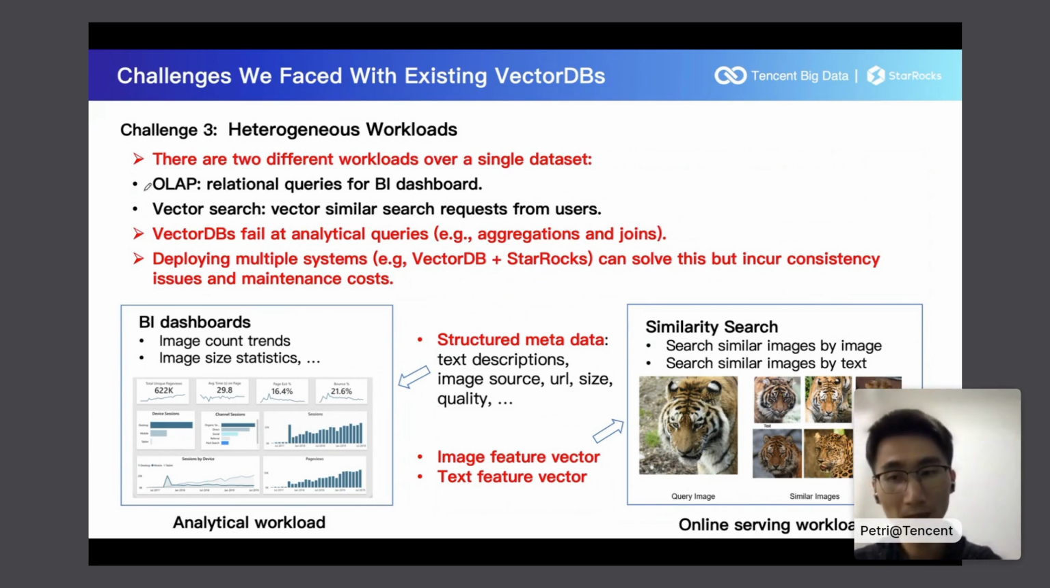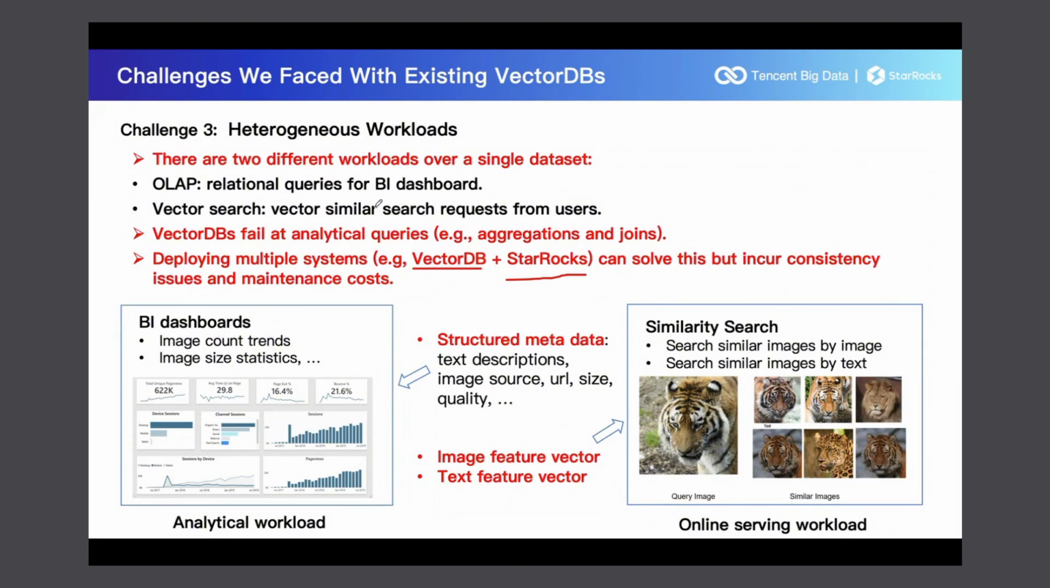Although deploying multiple systems, for example, using a VectorDB for vector search and StarRocks for BI dashboards, may solve this problem, this solution leads to data consistency issues, and it leads to very high maintenance costs to synchronize data across different systems.